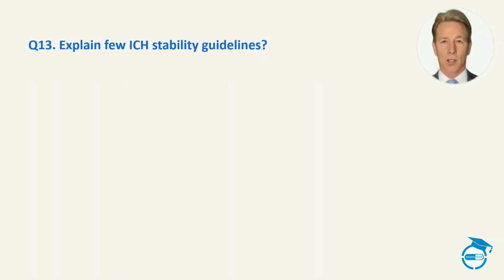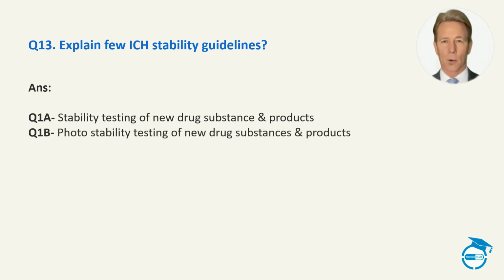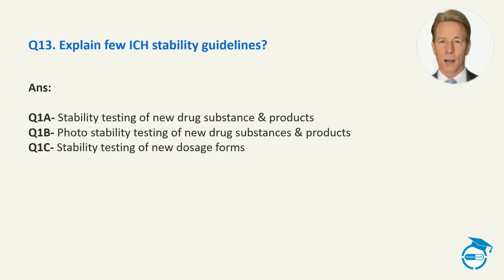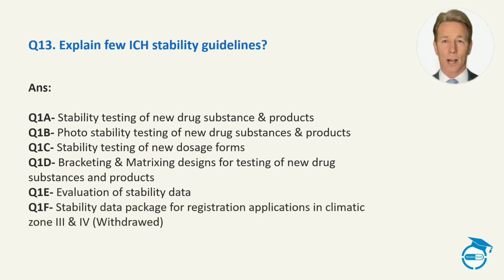Explain a few ICH stability guidelines. Q1A, Stability testing of new drug substances and products. Q1B, Photostability testing of new drug substances and products. Q1C, Stability testing of new dosage forms. Q1D, Bracketing and matrixing designs for testing of new drug substances and products. Q1E, Evaluation of stability data. Q1F, Stability data package for registration applications in climatic zones 3 and 4.